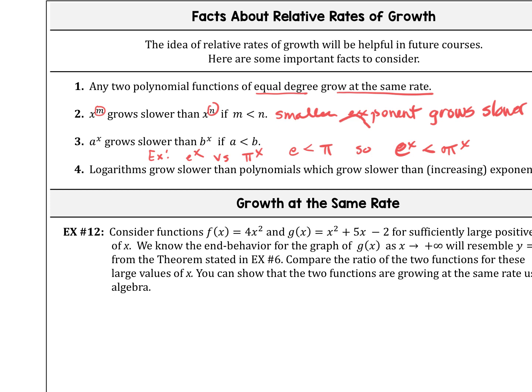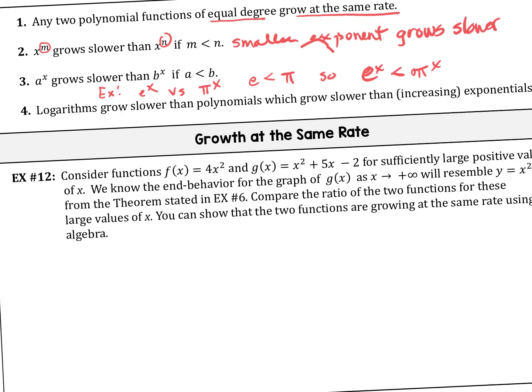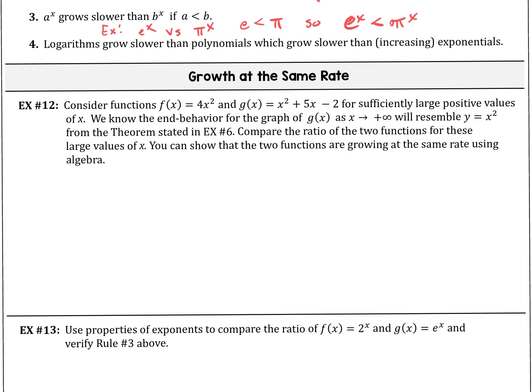And then logs grow slower than polynomials. So I want you to look at these two right here and consider which one grows faster and which one grows slower. What do you notice about these two? What do you notice about the highest power? Which one has the higher power? They are the same, aren't they? So it is x squared versus x squared, so they grow at what? Same rate.